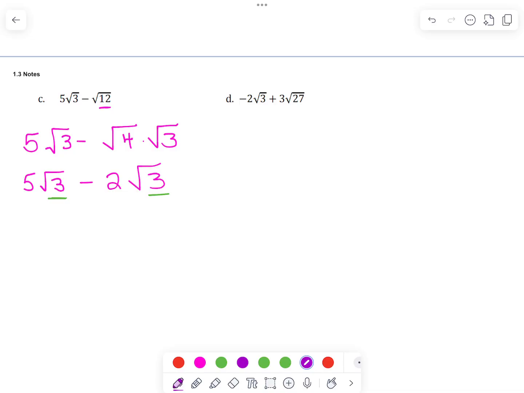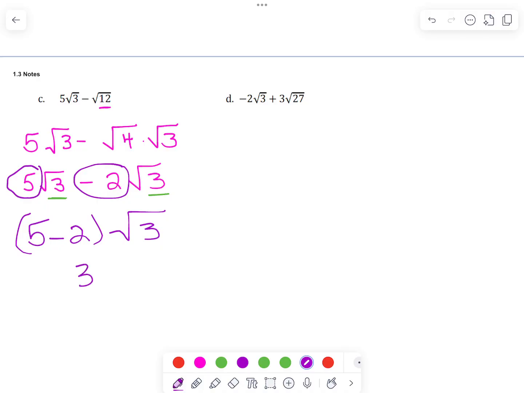So what do we do? We look at the coefficients. So it's 5 minus 2. I'm just grouping them. And then square root of 3. So 5 minus 2 is 3. And then the radical is a square root of 3.